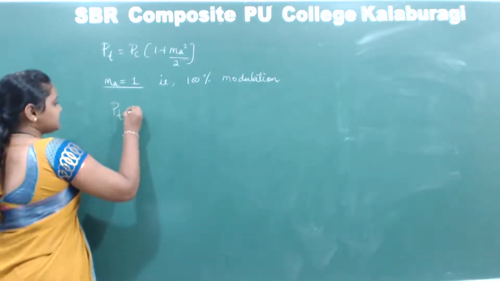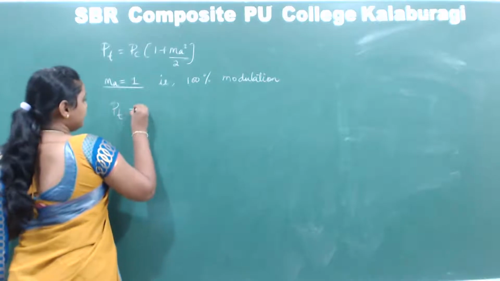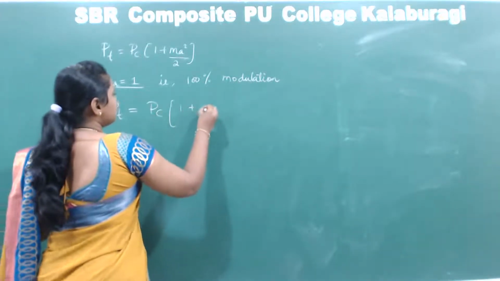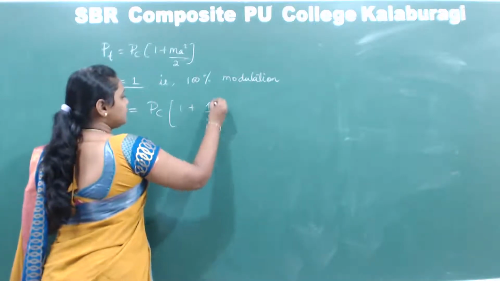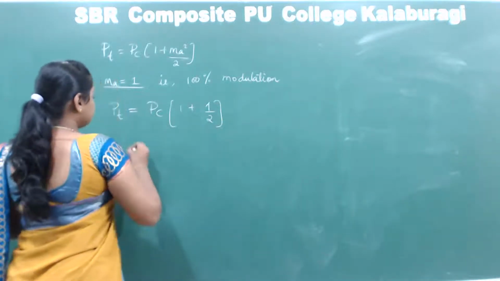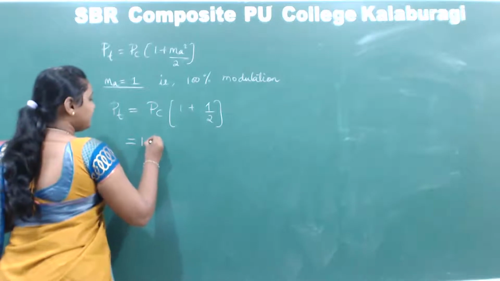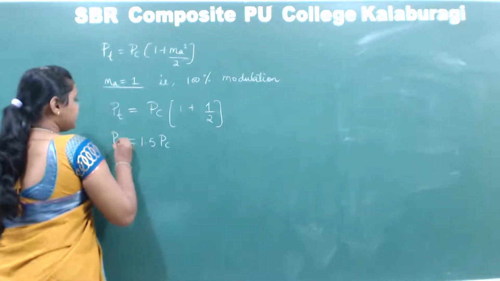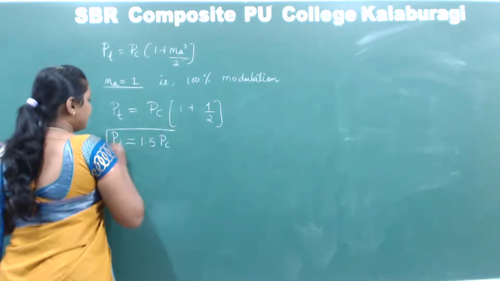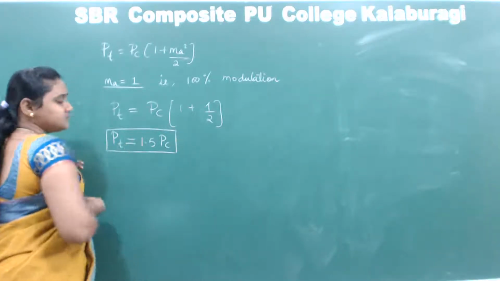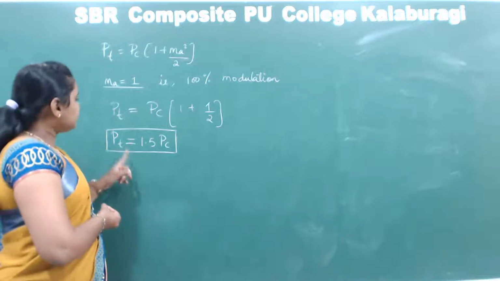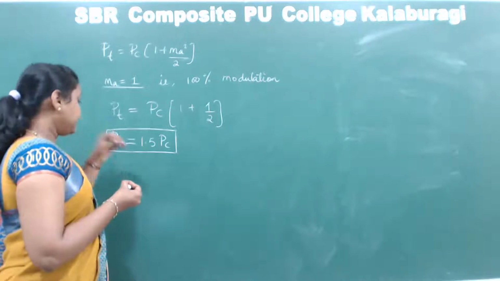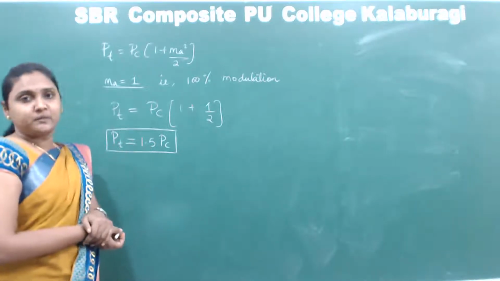So if we just substitute the value of MA is equal to 1, we are going to get PC into 1 plus 1 by 2. So 1 plus 0.5 is nothing but 1.5 of PC, where PT is the total power transmitted and PC is the carrier power. PT is the total transmitted power and PC is the carrier power.